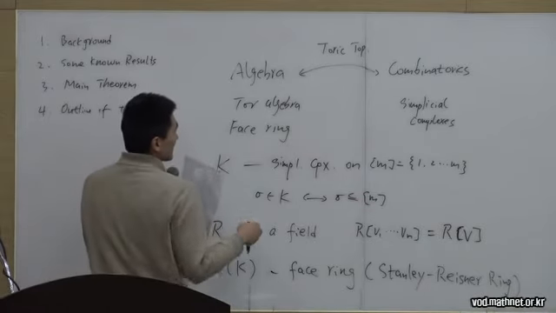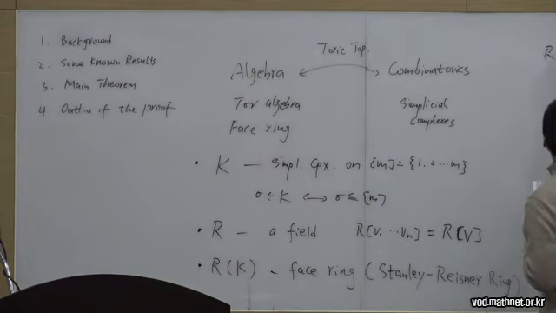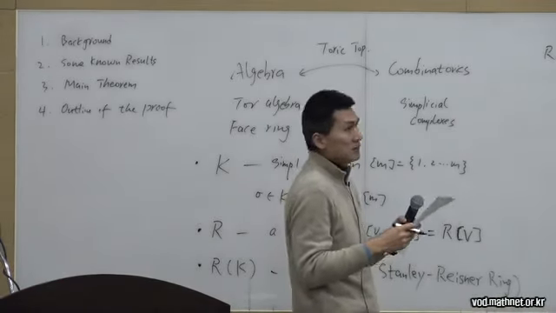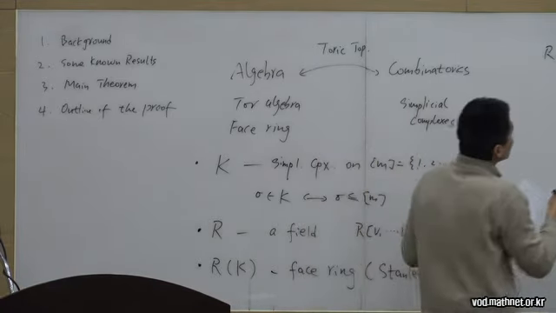So from any simplicial complex on [m] and a field, we can define the face ring in the following way. R[K] is a quotient ring of this polynomial ring by the ideal generated by the monomials of this form, v_{i1} to v_{is}, where {i1, ..., is}, considered as a subset of [m], is not a simplex in K. So this is the face ring. And there are many studies of this ring in combinatorics and algebra.